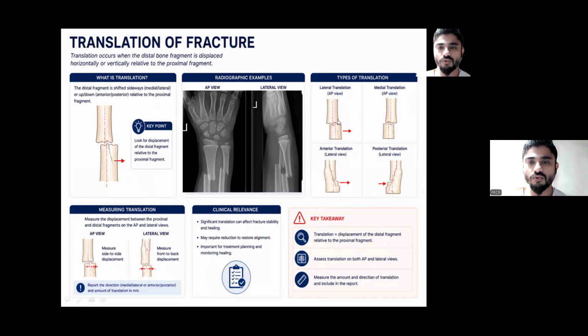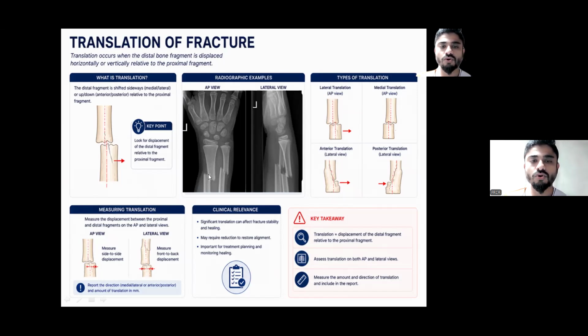You have to mention it in the report. This is the lateral translation. This is the proximal end, this is the distal end of the fractured bone, this is lateral translation, this is medial translation. Now on the lateral view, how are you going to mention it? If this is the distal fragment, then this is an anterior translation, and this is a posterior translation. You have to always mention translation in accordance with the distal fractured bony segment. Measuring translation, measure side by side.